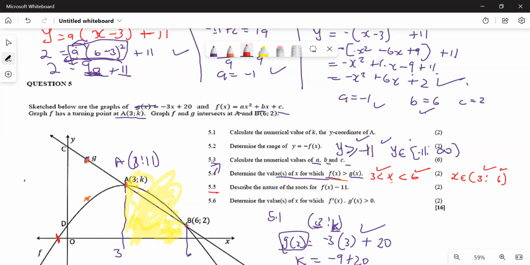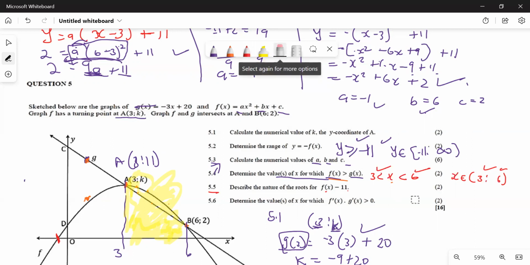So they say, describe the nature of the roots when we have f of x minus 11. If you have f of x minus 11, what is going to be the nature of the roots? There are 2 ways in which you can do this. We can do it graphically or we can do it exactly the way we know it. Let's start with the way we know it.